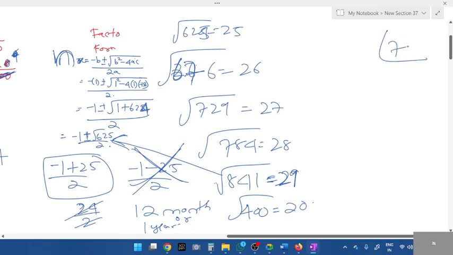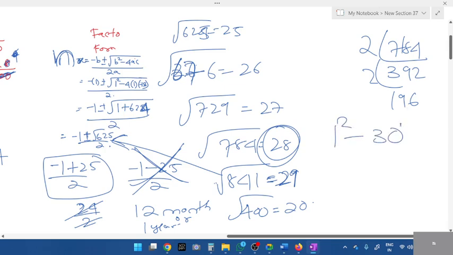For example, 784. If you know the direct answer, it is 28. If you don't know, you'll waste your time doing all these things. 392, like this. 2 into 196. That will take another 2 or 3 minutes to factorize. So better go through 1 square to 30 square. This is your duty. I can't sit and teach to memorize 1 to 30. You all have to go through 1 to 30 square.